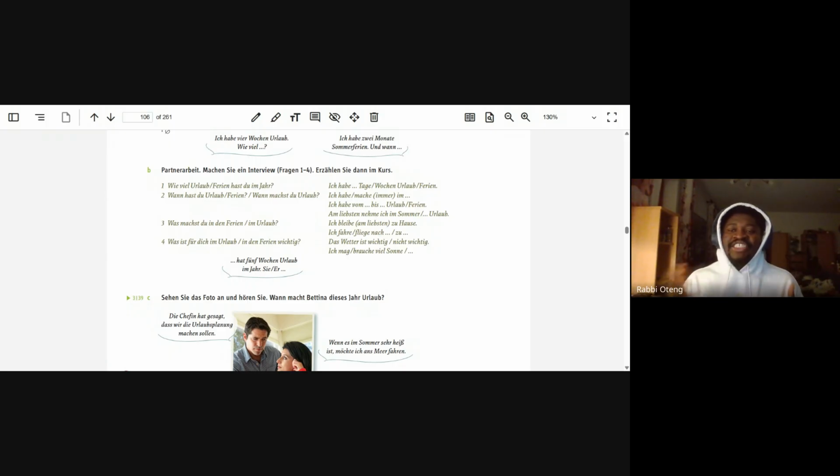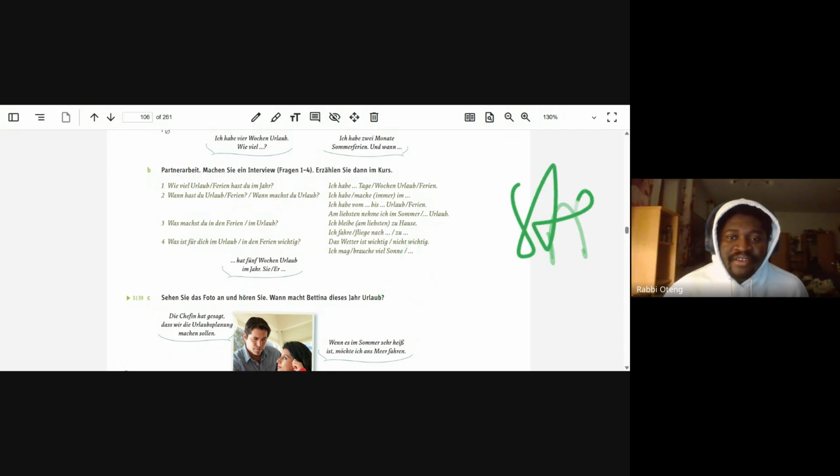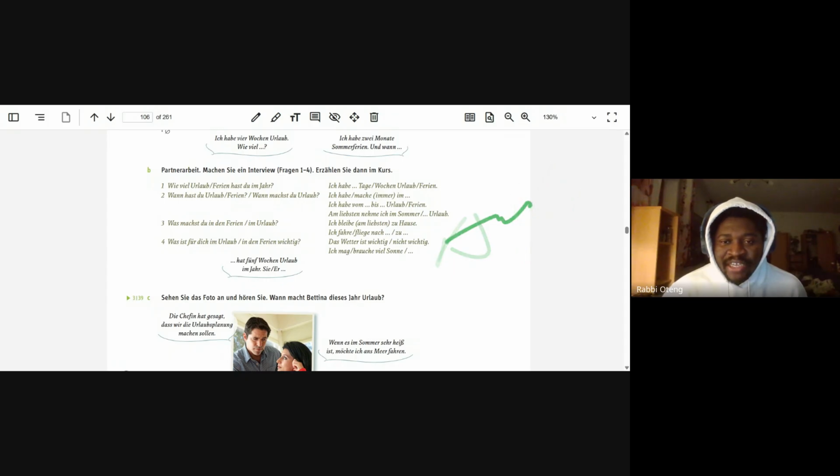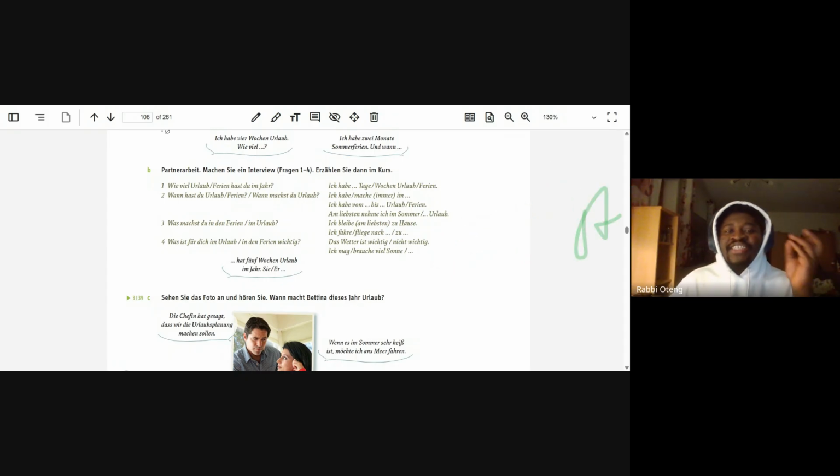Am wichtigsten. Superlative. The superlative is used without am, then it's just there. So am wichtigsten, most importantly, I rest myself or I recover myself. You can just use it that way. Or am wichtigsten fahre ich ans Meer. Most importantly, I travel to the sea. Am wichtigsten besuche ich meinen Freund.